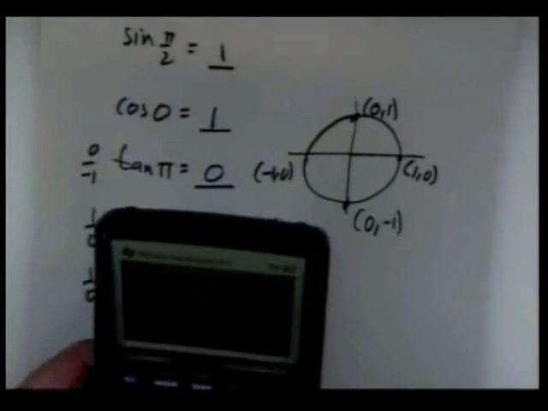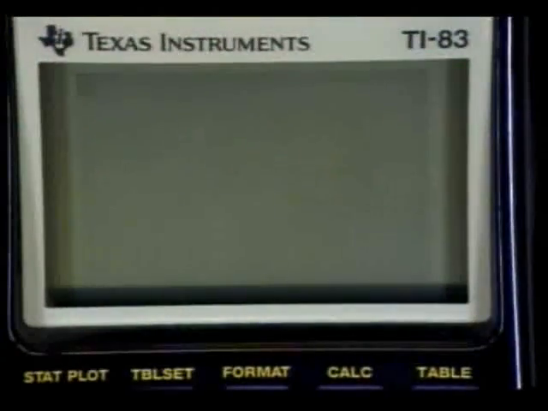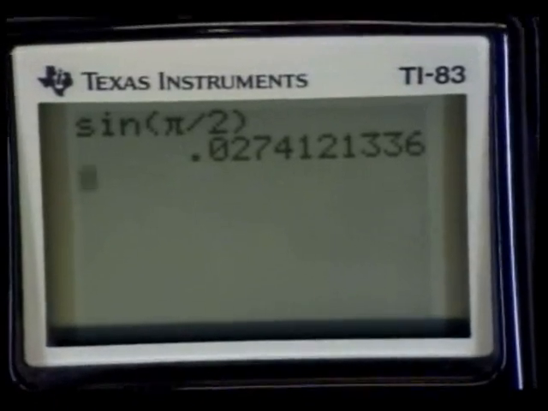The sine of pi over 2. So I'll push the sine button. Now there is a pi button that's above the caret, so I'll go yellow button pi divided by 2. Push the enter button. Oh my goodness! Calculator didn't say 1. It said 0.0274121336. Uh-oh. We're in trouble now.